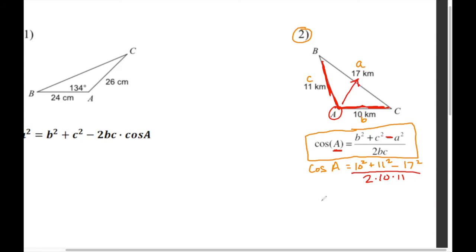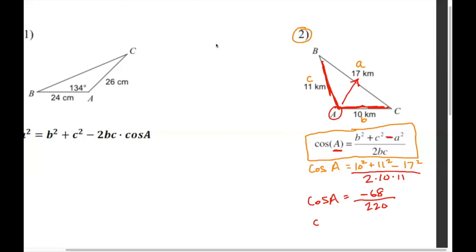So the next thing I would suggest to do is the following. Copy down your cosine A and just pop the numerator, the top of the fraction, into your calculator. So that would be 10 squared plus 11 squared minus the 17 squared, which gives you negative 68. Over, now I'm going to do the denominator, which would be 2 times 10 times 11. That gives you 220.